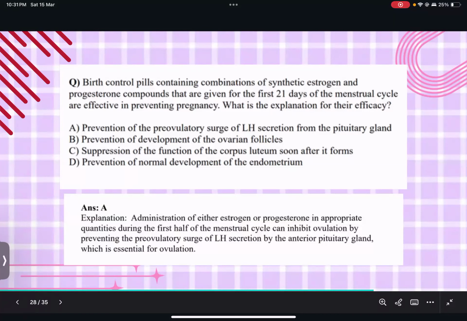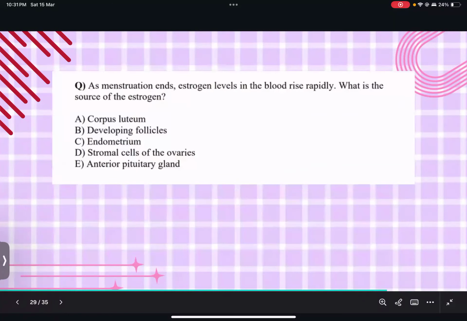For the sake of the recording, the answer here is A. Why do they work so well? It's because they prevent the pre-ovulatory surge of LH secretion from the pituitary gland. So that's why they don't release the egg, and ovulation does not happen. Here's an explanation too. You can read that.